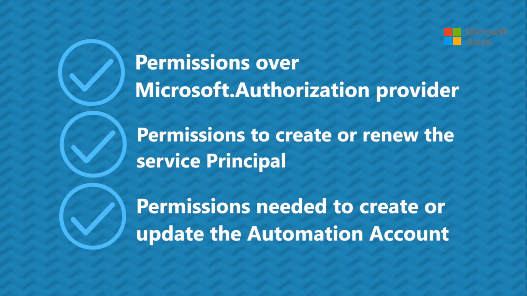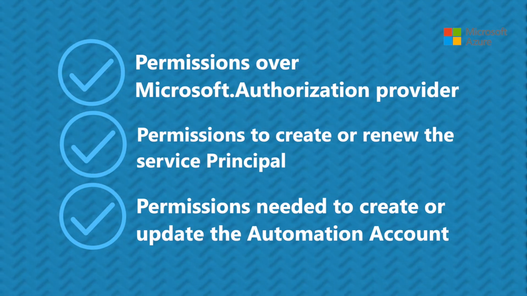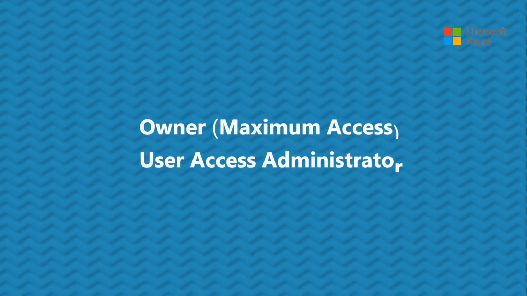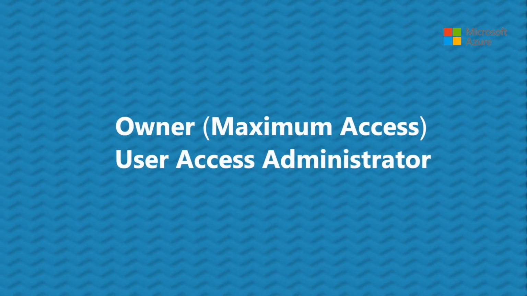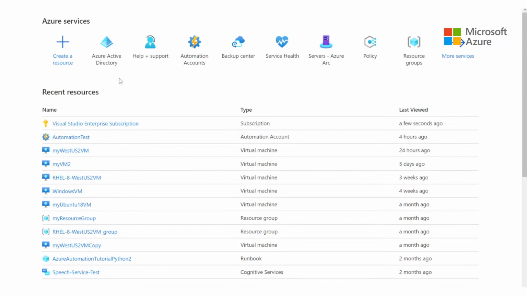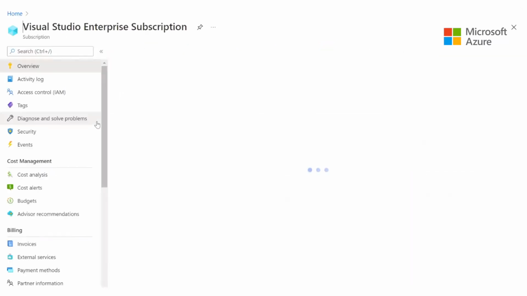First, the user needs to have write permissions over the Microsoft.Authorization provider for the subscription. The user will need membership to either the Owner or User Access Administrator role. To review permissions, head to the Azure homepage, Visual Studio Enterprise subscription, and select Access Control.